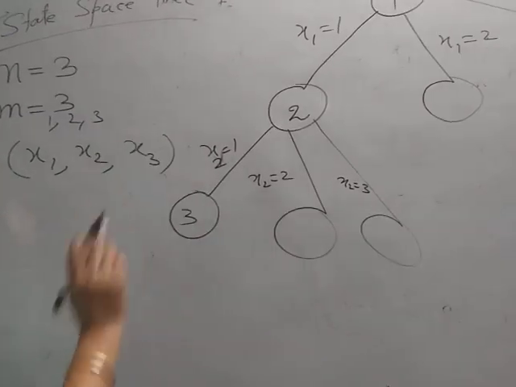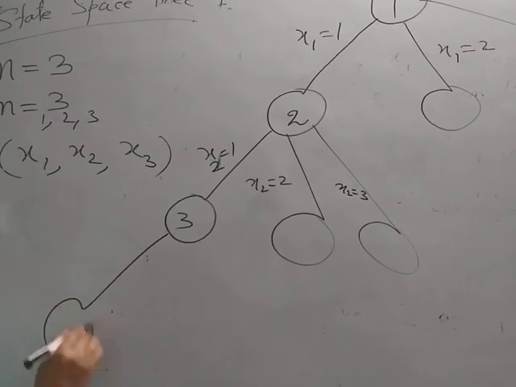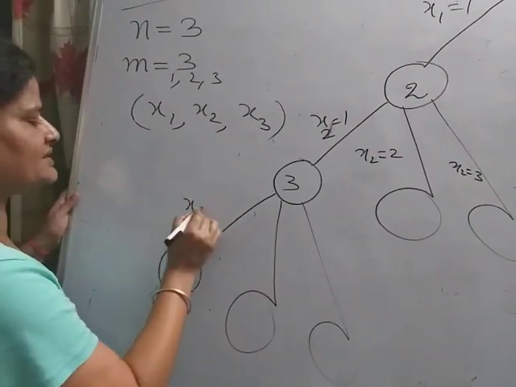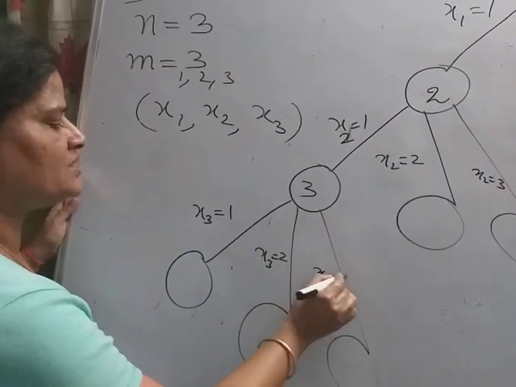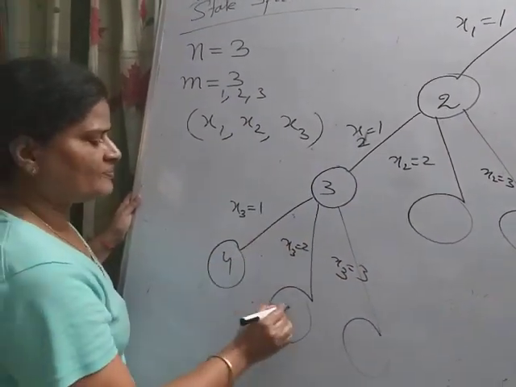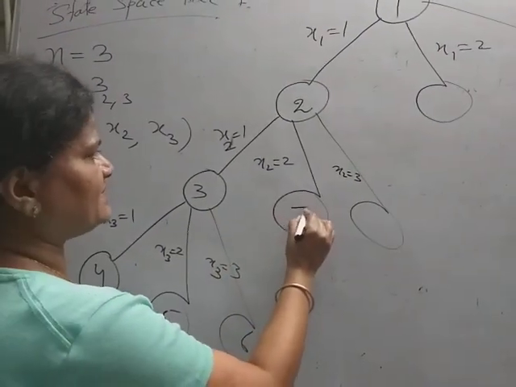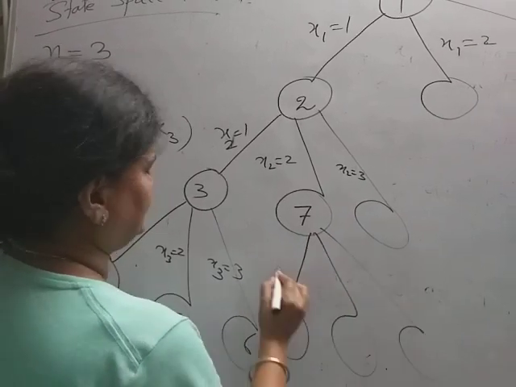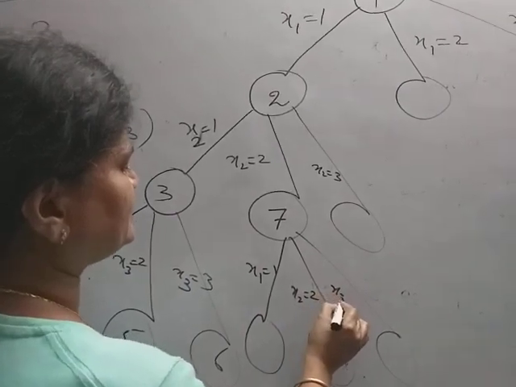Okay, x1, x2, and for the third vertex again there are 3 options: x3 equal to 1, x3 equal to 2, x3 equal to 3. 1, 2, 3, 4, 5, 6, and then 7. Again there are 3 options: x1 equal to 1, x2 equal to 2, x3 equal to 3.